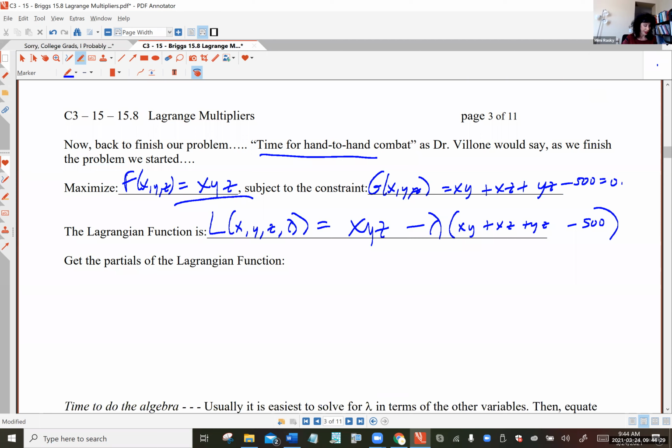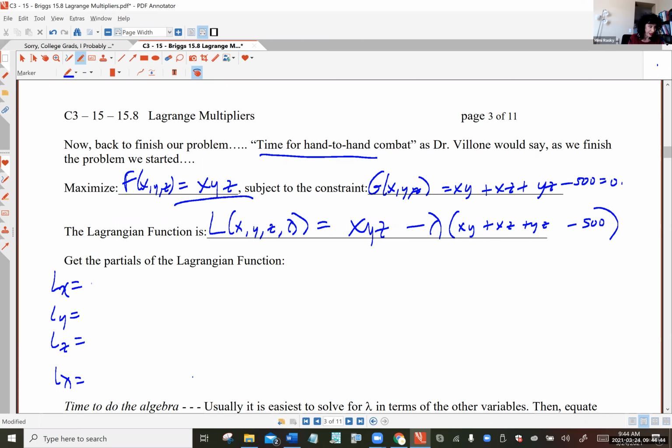So, okay. Let's go get the partials. I need to get 4 of them. Why 4? Because this function is a function of 4 variables. So we've got 4 partials. So honor that. So now what?